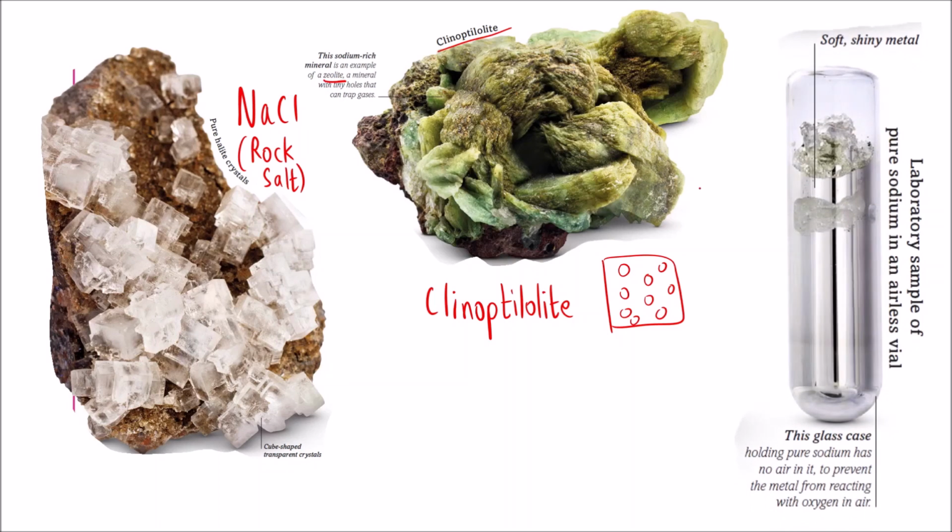And how does sodium look when it is pure? You can see it is a very shiny metal, and it is kept in a glass case, as you can see here, where there is no air, so it does not react with oxygen. So that is why it is shiny. But as soon as it is exposed to the atmosphere, it becomes dull by reacting with oxygen. Okay, so now let us see some of its electronic properties.